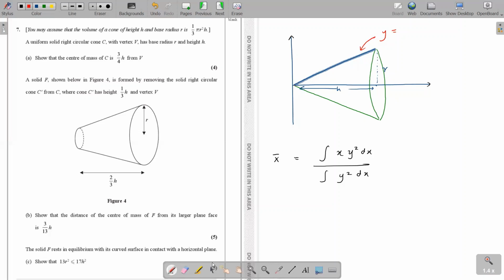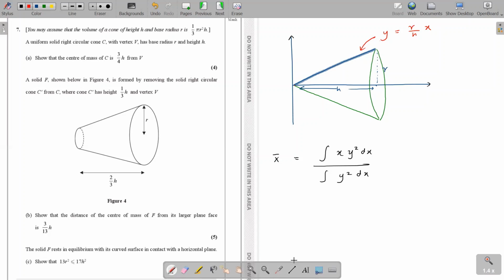So what is the gradient? Can I know the gradient of this particular line? Y equals mx plus c. You can see here the gradient is actually r over h. Gradient is r over h, directly. So y equals mx, so r over h times x. That is the original equation that you revolve around the x-axis to create this cone. So y equals r over h x. These are theories you have done. You don't have time to think about this in the exam. You need to quickly do it and go.